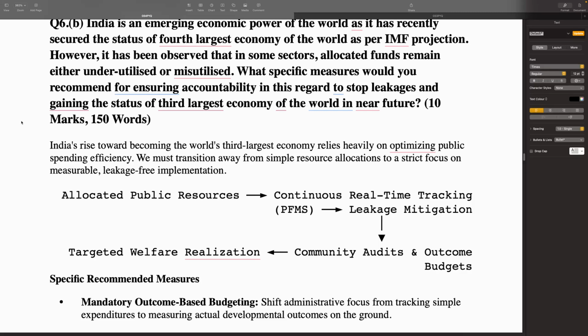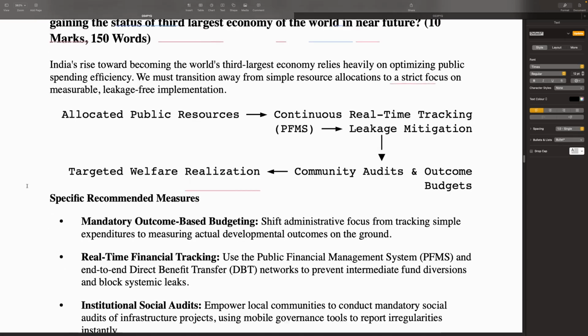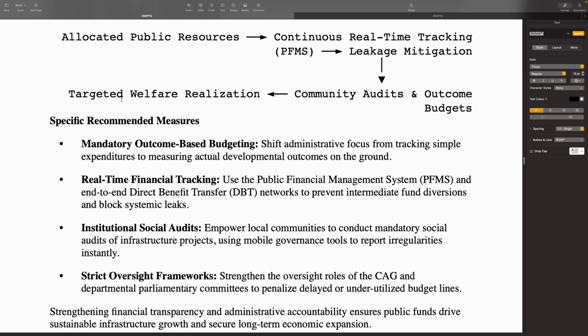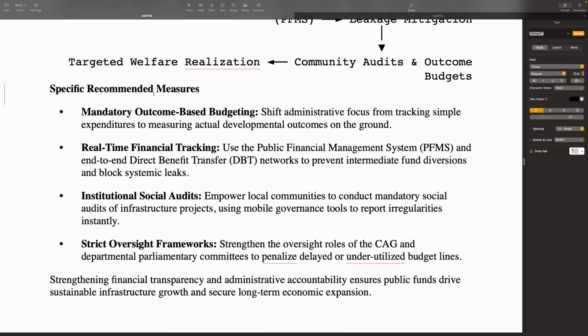India's rise toward becoming the world's third largest economy relies heavily on optimizing public spending efficiency. We must transition away from simple resource allocation to a strict focus on measurable leakage-free implementation. Allocated public resources, this is a flow diagram you can see. Specific recommended measures. Mandatory outcome-based budgeting: shift administrative focus from tracking simple expenditures to measuring actual developmental outcomes on the ground.